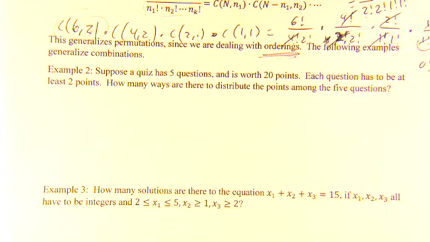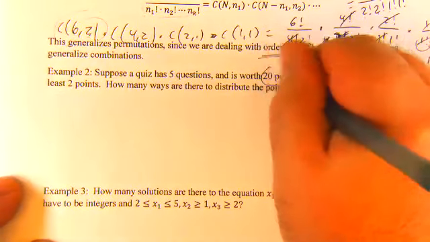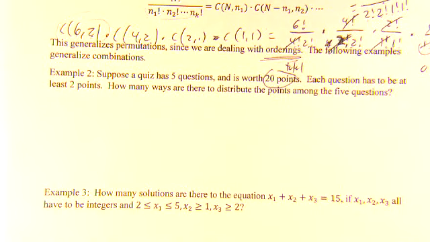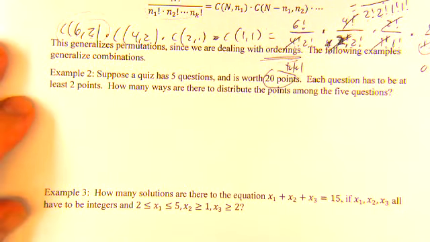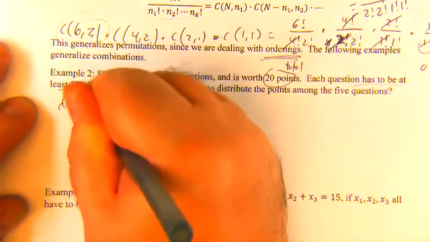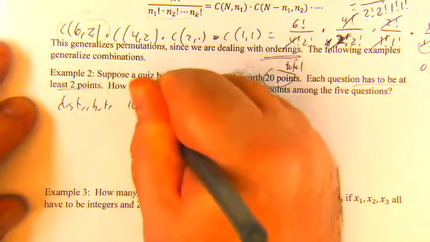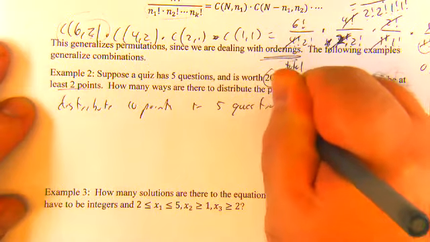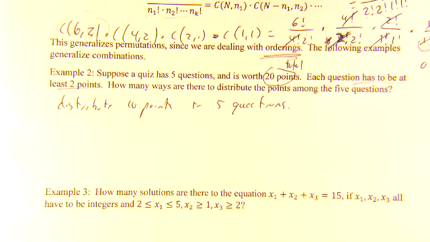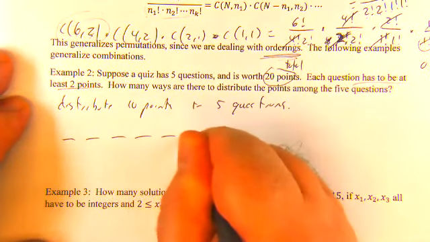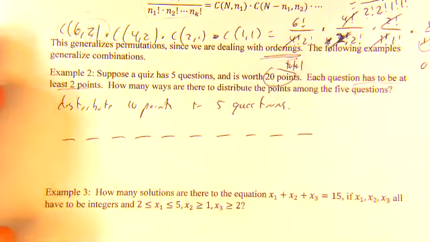So 20 points total in the entire quiz, right? So each question has to be at least 2 points. So the question becomes distribute 10 points to 5 questions. How many different ways are there to do that? Well, I've got 10 points. So 1, 2, 3, 4, 5, 6, 7, 8, 9, 10 points. And I've got 5 questions.